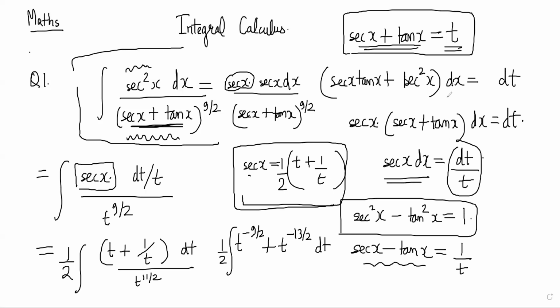The way we got sec x is because we know this identity. This is the product of sec x plus tan x and sec x minus tan x. So if sec x plus tan x is t, then sec x minus tan x is 1 over t. And then you say what is sec x, and then it is an easy integral. Yeah. Got it, sir.